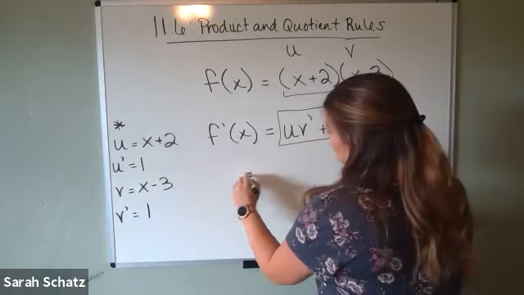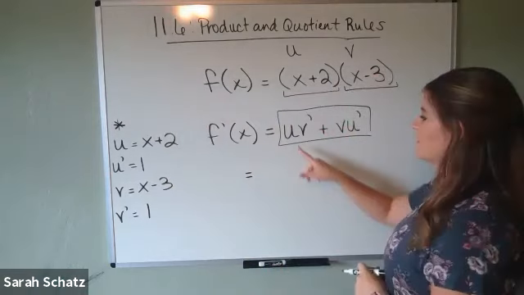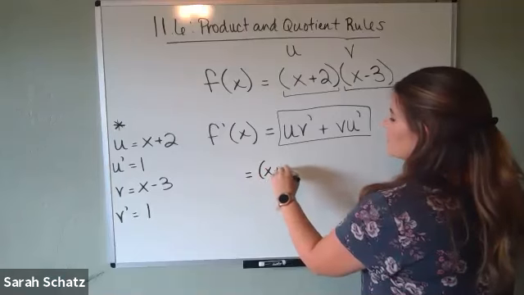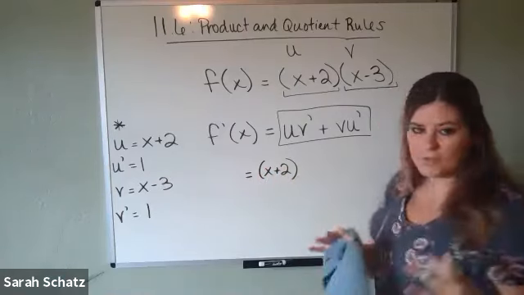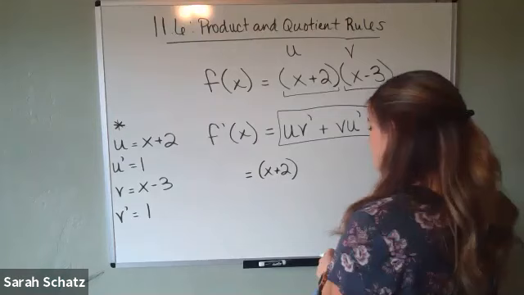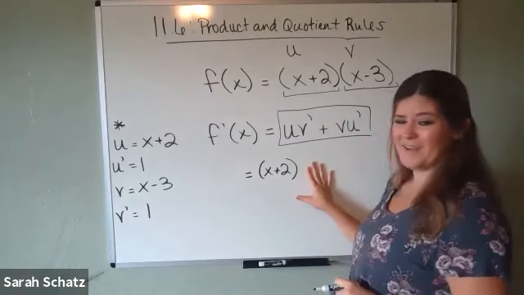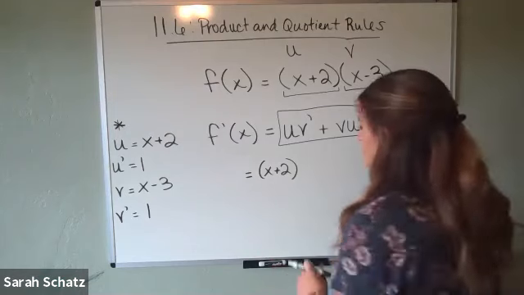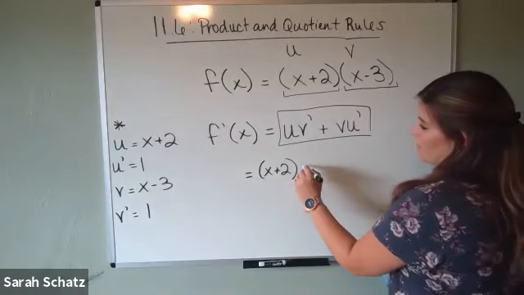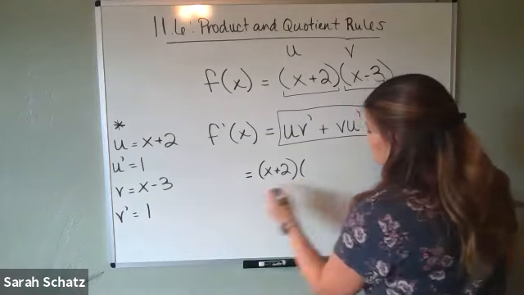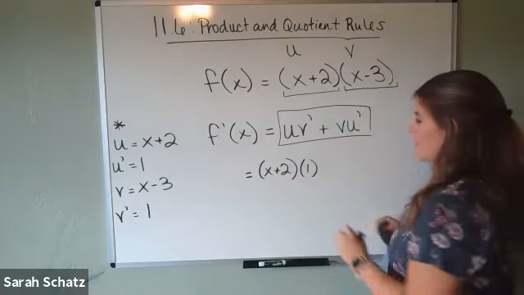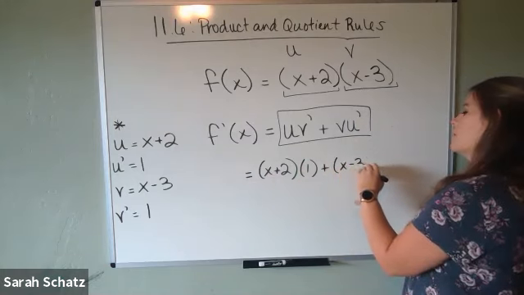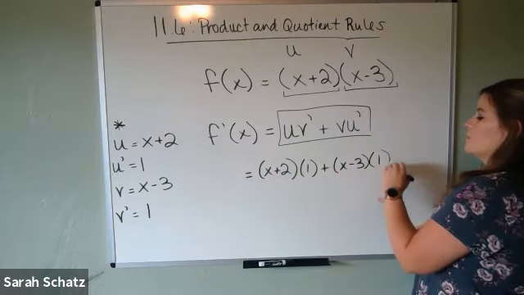Okay, so let's write everything in. It says I need to start with U. You guys, if you are writing a term with more than one thing, put the parentheses around it. It's not going to matter a lot on this problem, but it might, and it will actually on other problems. So I have U times the derivative of V, so that's the 1, plus V, so that's the x minus 3, times the derivative of U, which is also 1.